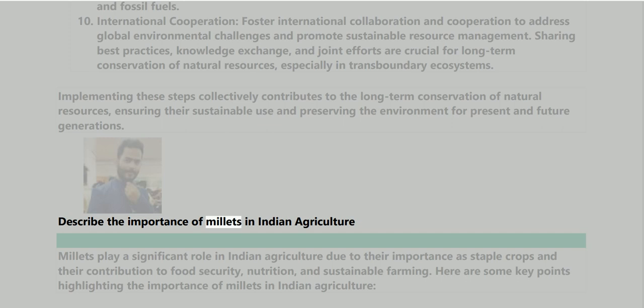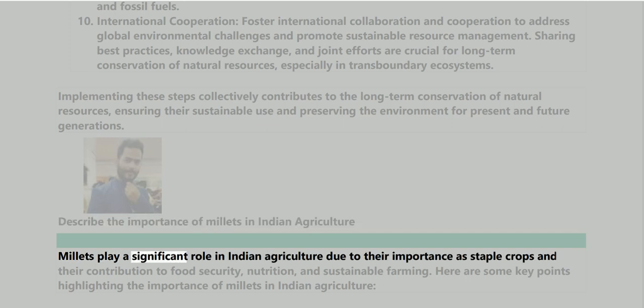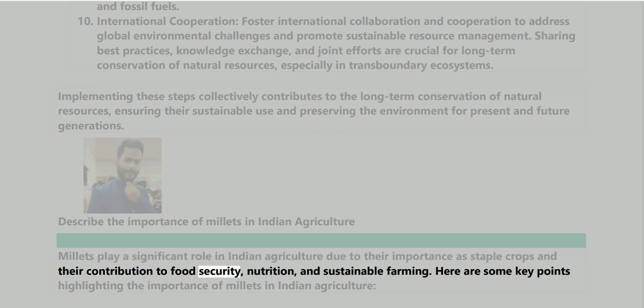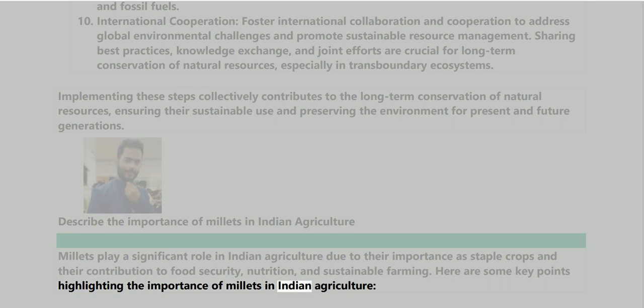Describe the importance of millets in Indian agriculture. Millets play a significant role in Indian agriculture due to their importance as staple crops and their contribution to food security, nutrition, and sustainable farming. Here are some key points highlighting the importance of millets in Indian agriculture.